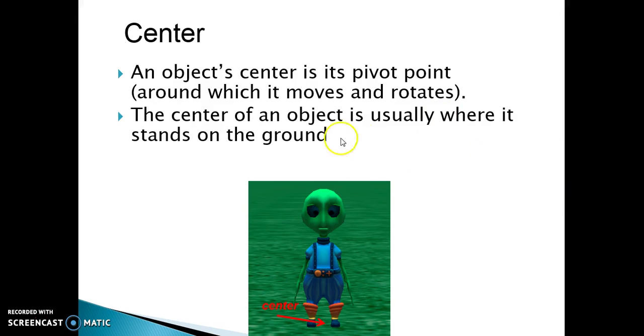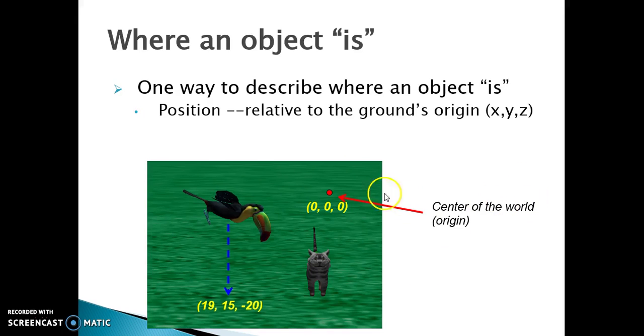It's the pivot point around which it moves and rotates. Usually the center is where it's on the ground, and that's not correct in physics world, but it's correct in programming world. So like we said, we have 3 numbers to identify their location. You're not going to worry about that too much.